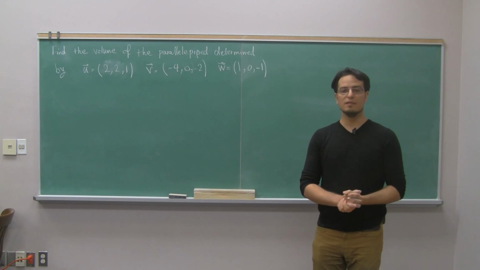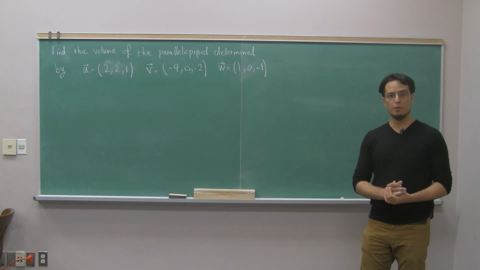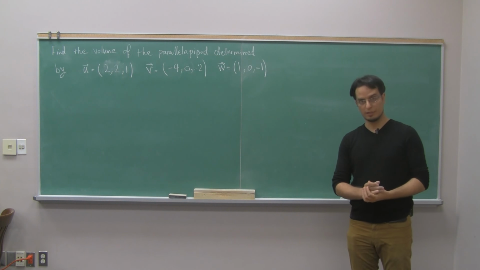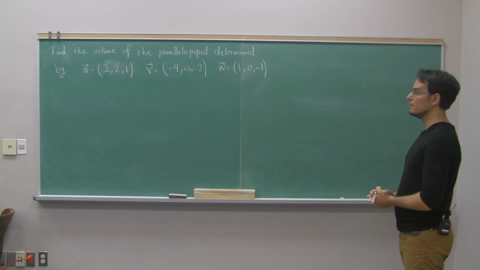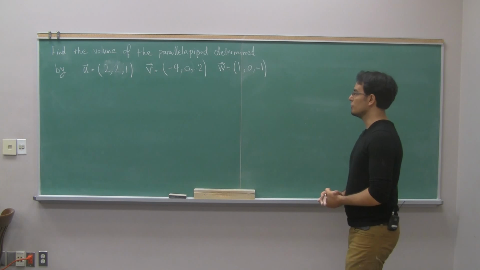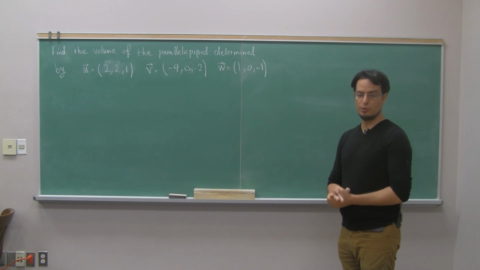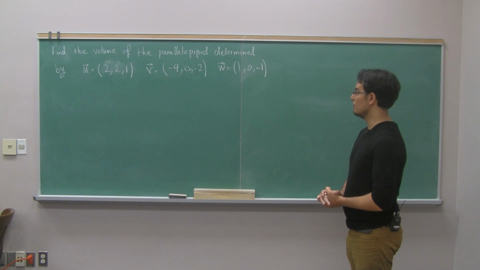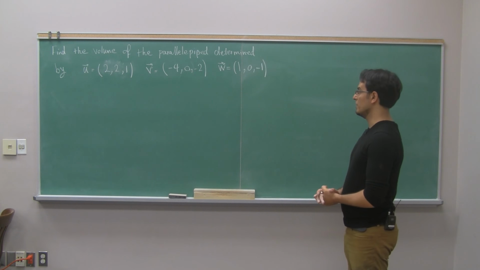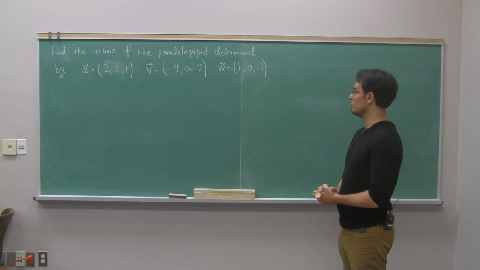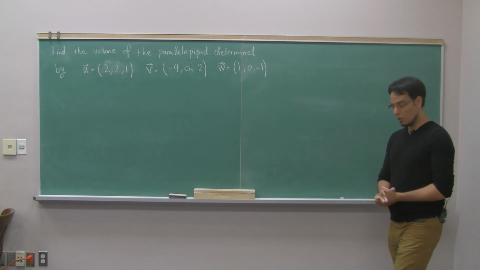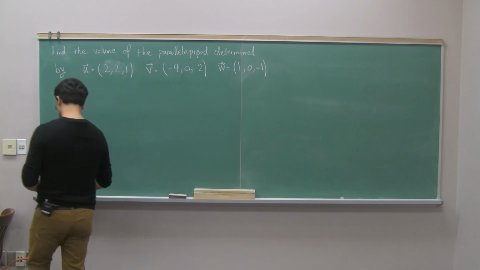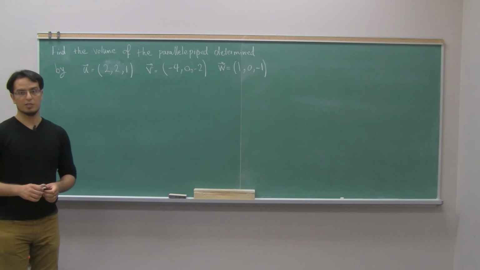Hello everyone. In this video I'm going to do an example related to dot product and cross product. The example asks to find the volume of the parallelepiped determined by three given vectors in R3. The first one is the vector U = (2, 2, 1), the second one is V = (-4, 0, -2), and the third one is W = (1, 0, -1). Okay, so let's see what a question like this means.